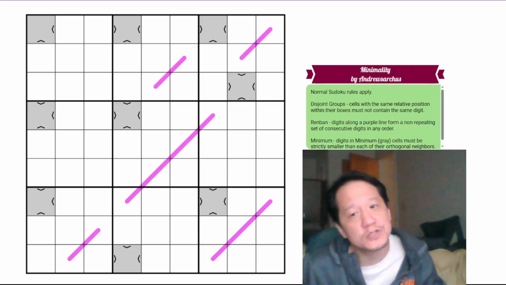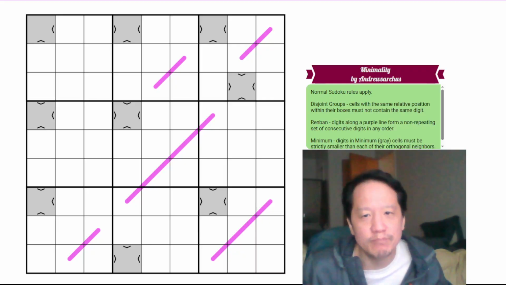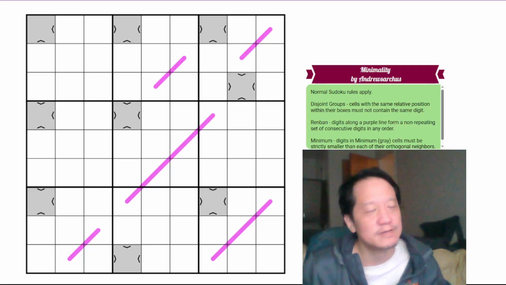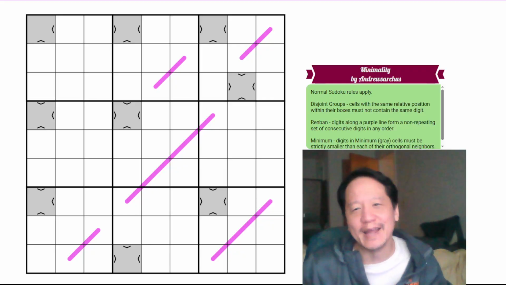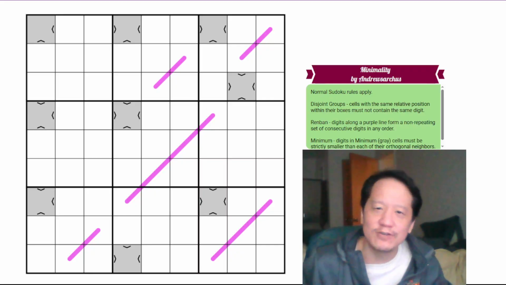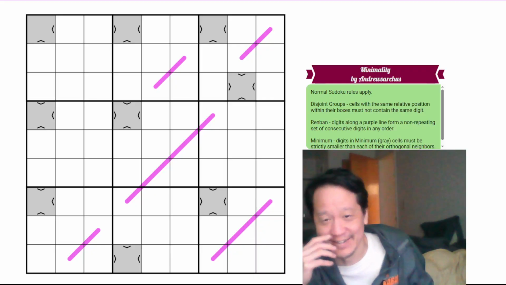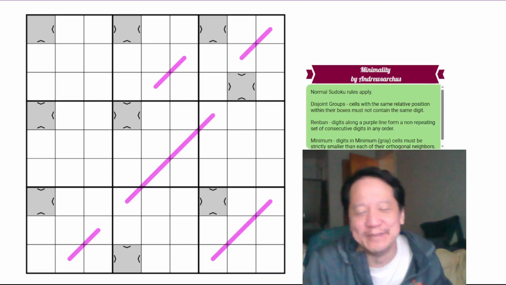And it's called Minimality. Yes, minimal. Okay. By Andrew Sarkis or Sarchis. And here, I'm having problems saying things right now, I guess. But let's get to the rules.